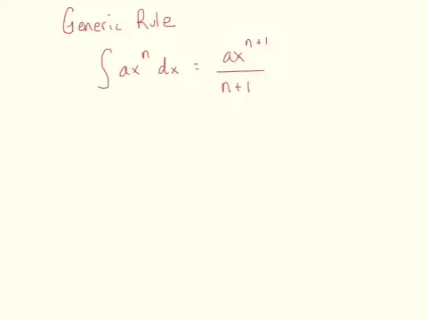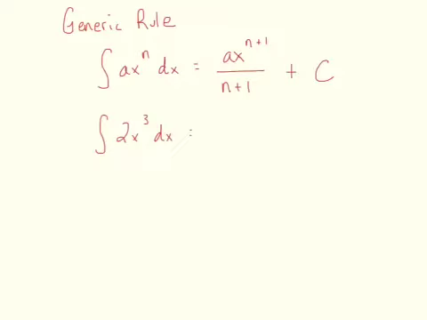So just like we have some generic rules for derivatives, we also have some generic rules for integrals, and the only one I want you to know for right now is this one right here. If you are taking the indefinite integral of ax to the n with respect to x, the answer will always be ax to the n plus 1 over n plus 1 plus c. And remember, that c just stands for some number. So let's look at a couple of examples.